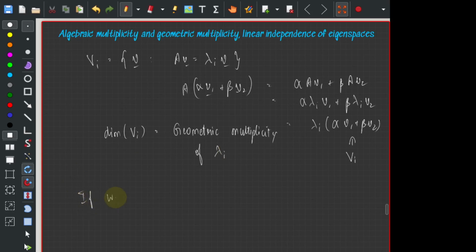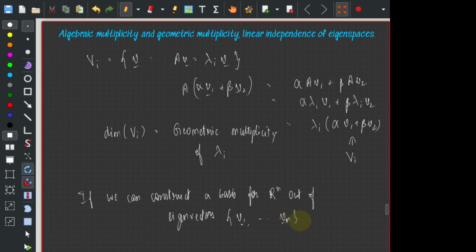So if we can construct a basis for R^n out of eigenvectors, let's say v1 up to vn, then A represented in terms of this basis is diagonal, right? And the diagonal entries are just going to be the corresponding eigenvalues.